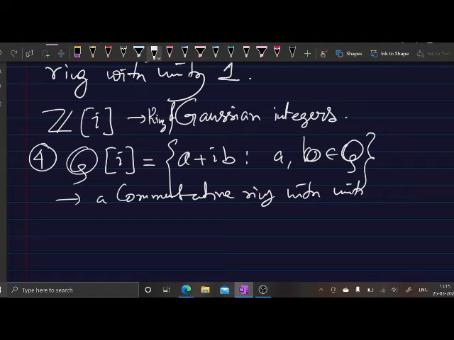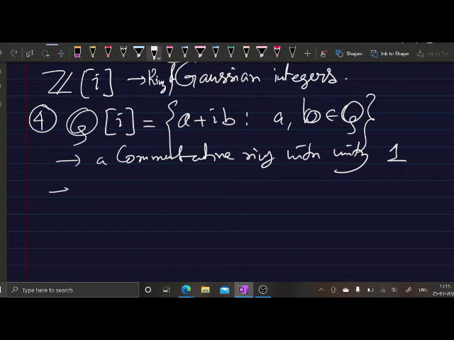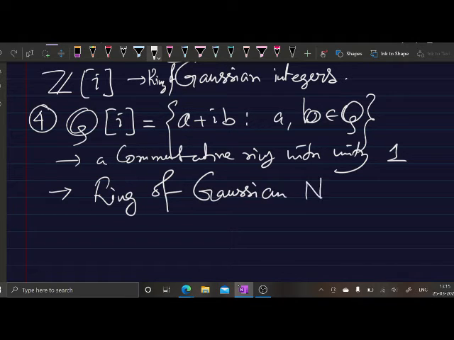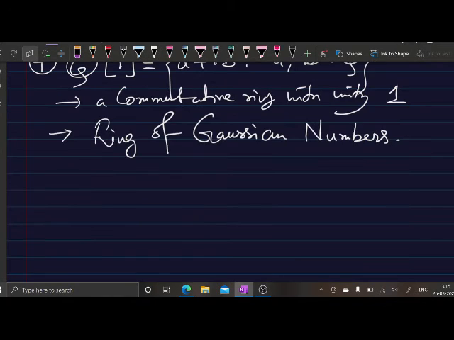With unity 1, and this ring will be named as the ring of Gaussian numbers. Okay, this is a ring of Gaussian numbers.